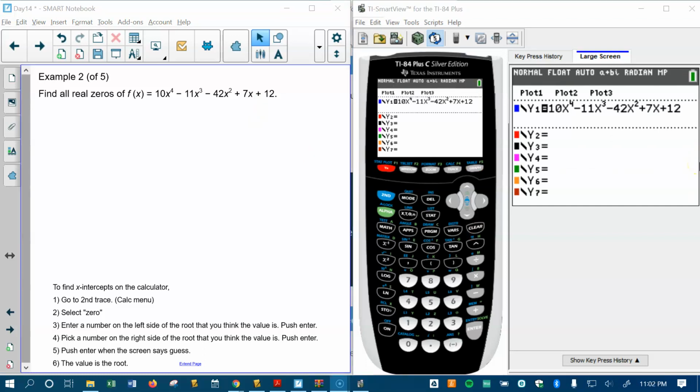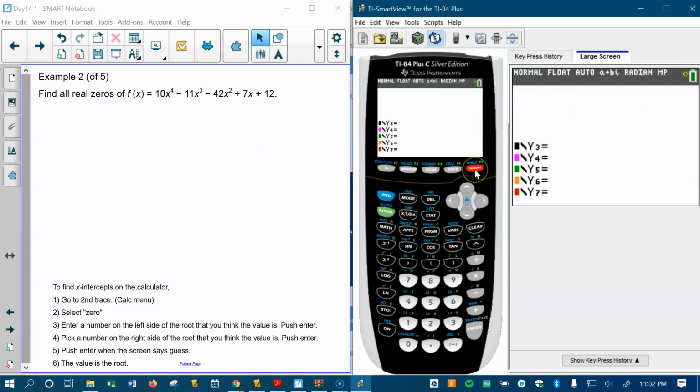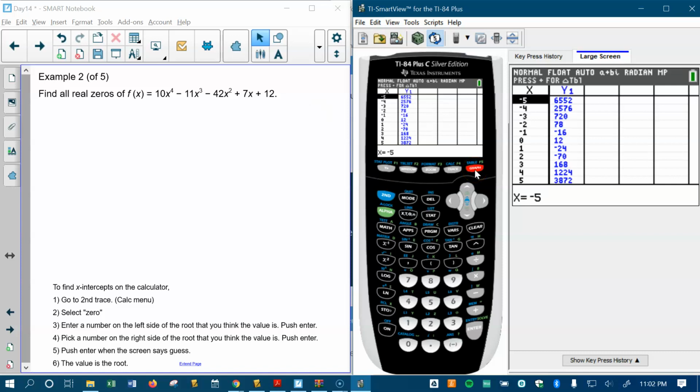Okay, and I have my equation here, and I'm just going to go right to the table to see if I can find anything with 0 in the y's. Oh man. Nope, no 0 in the y1 column. Okay, so now I have to do a different method.